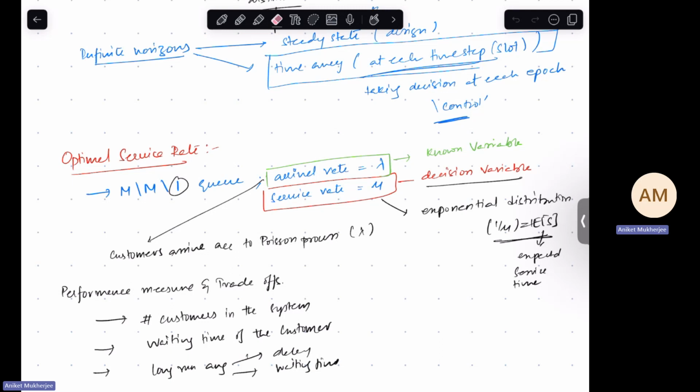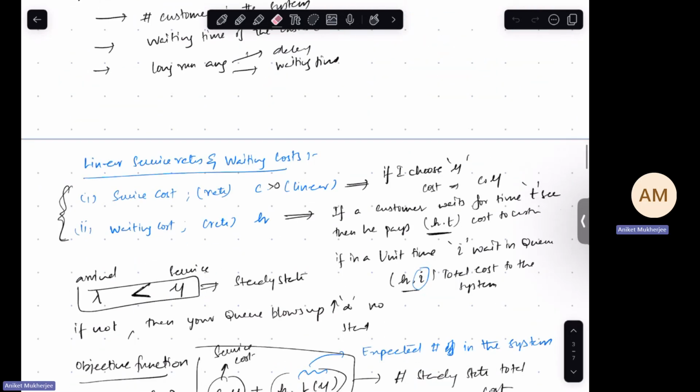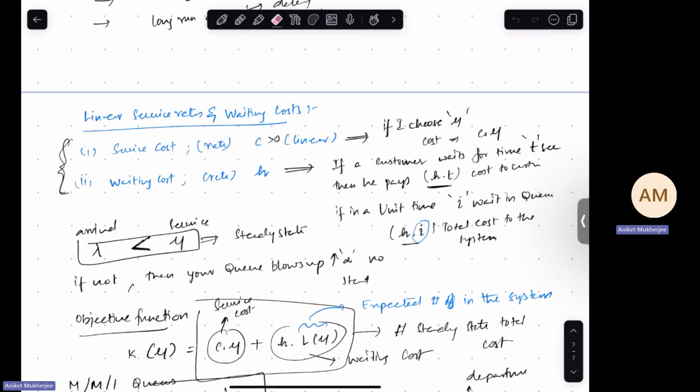So customers arrive according to a Poisson process with rate lambda, and the service time that each customer gets is modeled by a random variable x with mean 1 by mu. So that x is an exponential distribution again. Then we defined two cost functions.